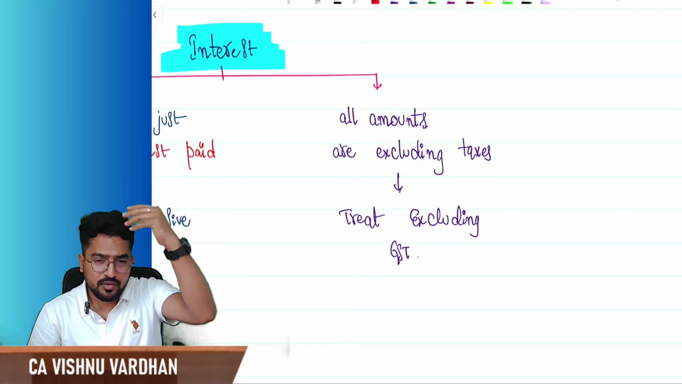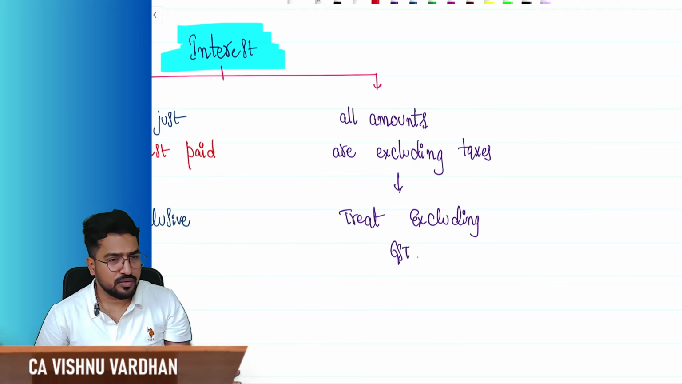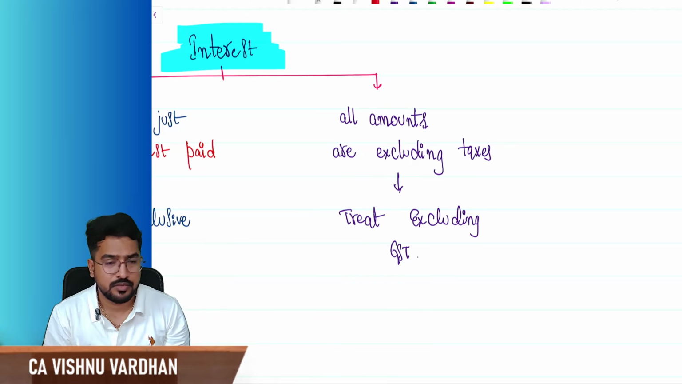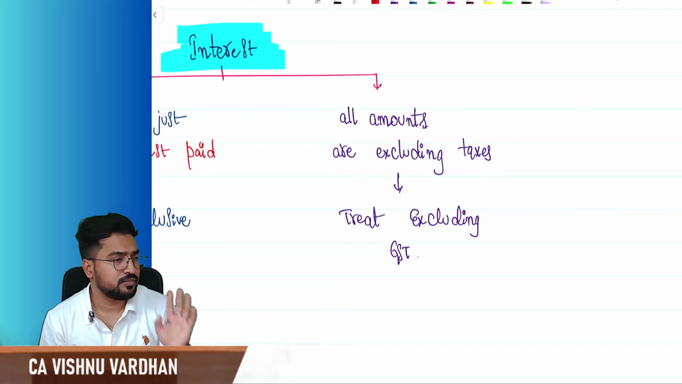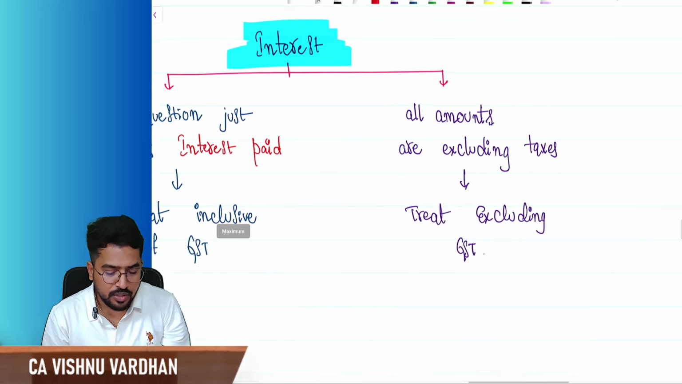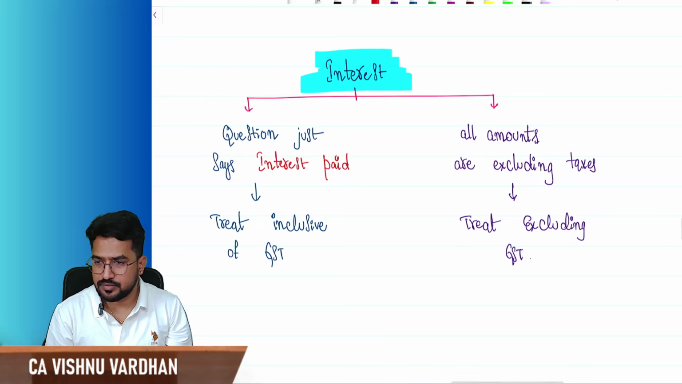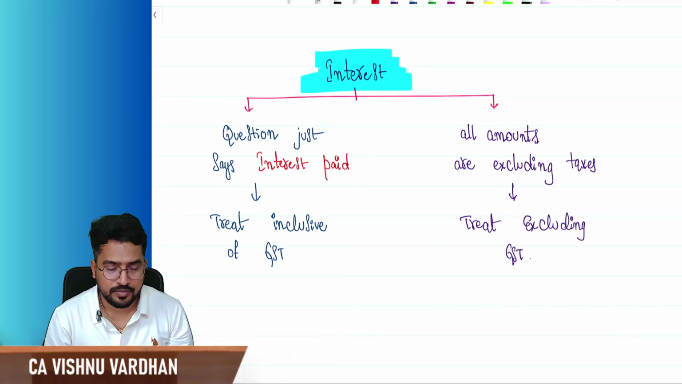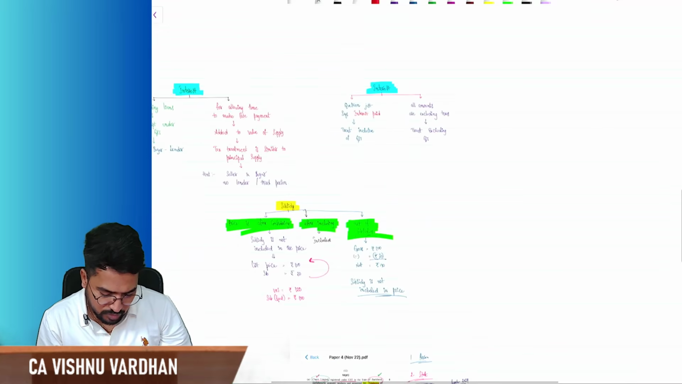Somewhere they will give interest, list price, subsidy, everything. At the end of the question, they will say all amounts above are excluding taxes. What you should do is treat it as excluding and then calculate, not inclusive. So every time it is not inclusive treatment. You should go by the question. Shall we move on? Let us see one or two more questions.